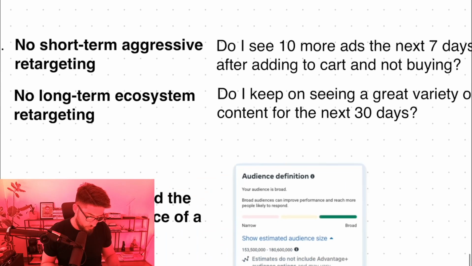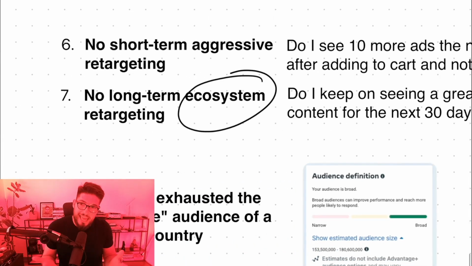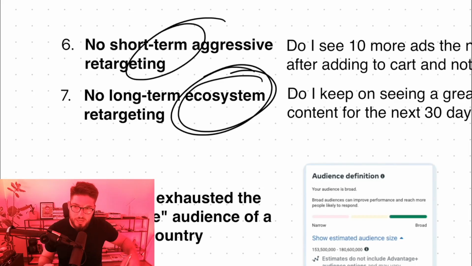So that's important. And then, do I keep on seeing a great variety of content for the next 30 days? This is called ecosystem retargeting, as I call it, and the other one is closing sales. So this is closing sales, this is ecosystem retargeting. So I stay there over and over again.